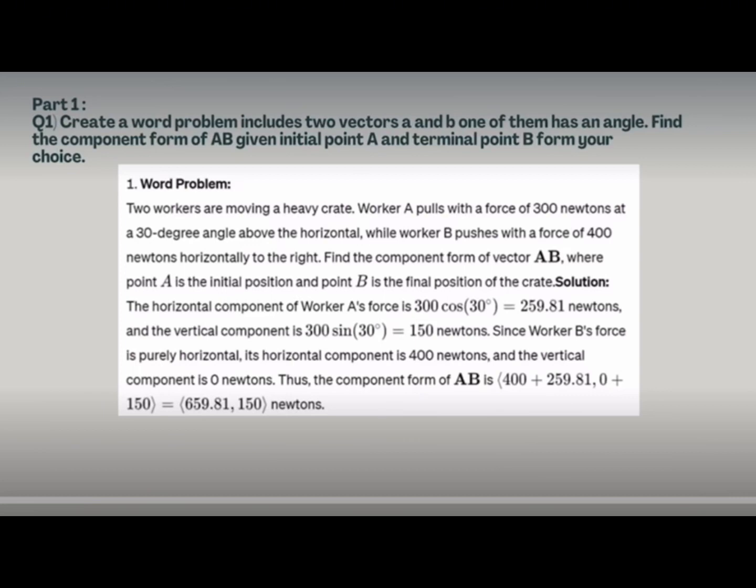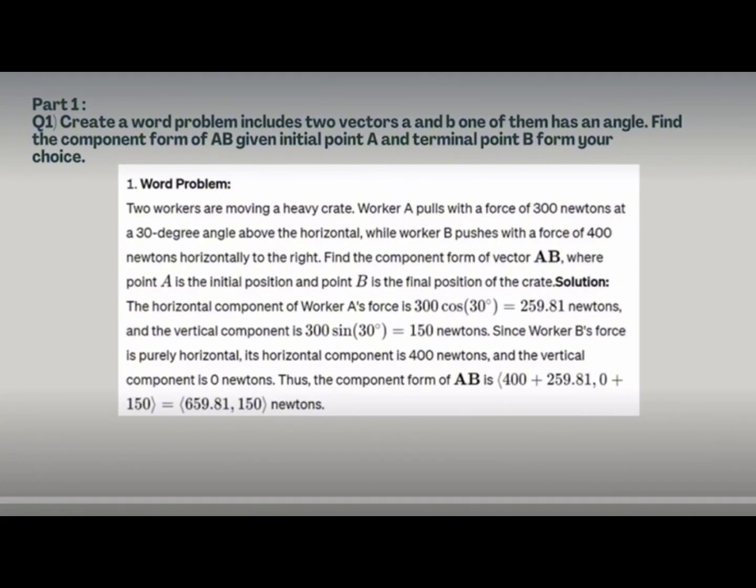We found the components of A and B. As we know, to find the components with a given angle, we're going to use the cosine and sine rule. We're going to say 300 cos 30, cos stands here for x. We got 259.81 newtons. And for the vertical component, we got 300 sine 30, sine our angle, and we got 150 newtons. Since B's force is purely horizontal, the horizontal component is 400 and the vertical is 0 newtons.